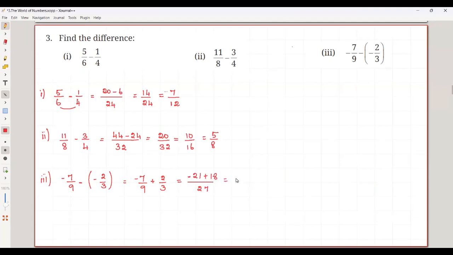So subtract the numbers and keep the greater number's sign. We'll be getting minus 3 by 27. You can simplify with the 3 table. Minus 1 3s are 3, 9 3s are 27. So minus 1 by 9 is the answer.